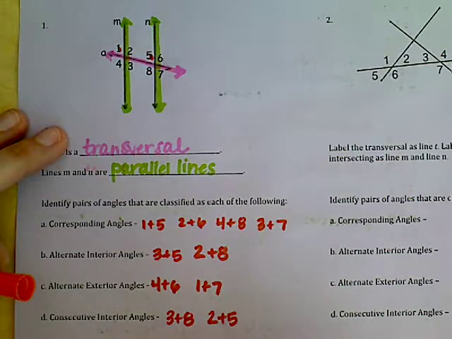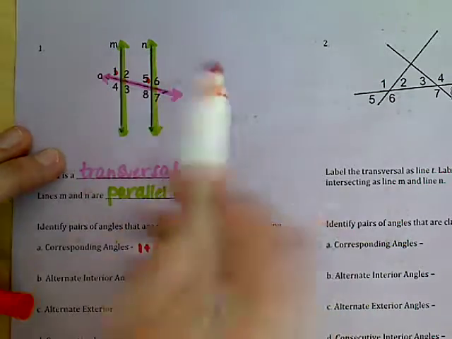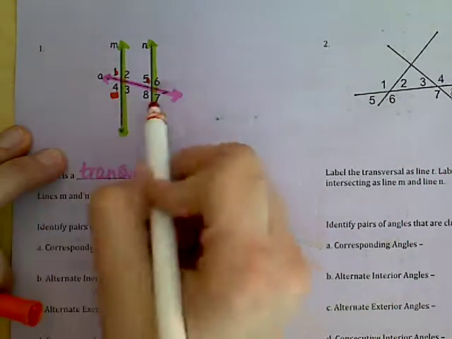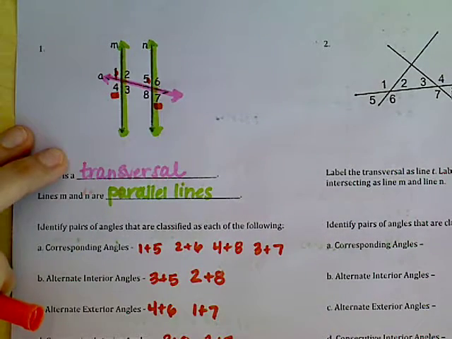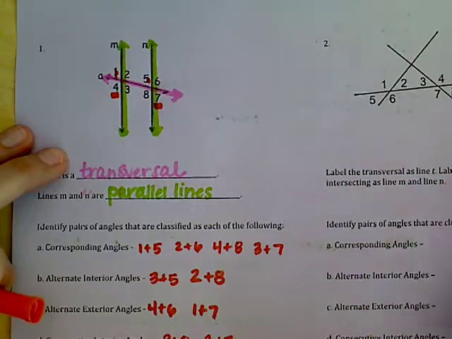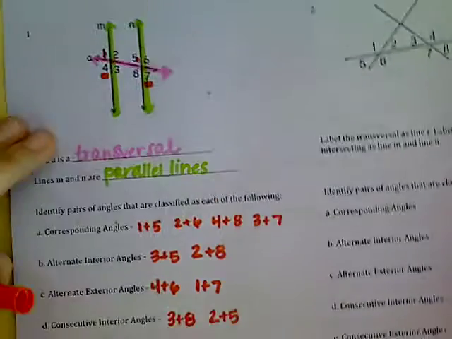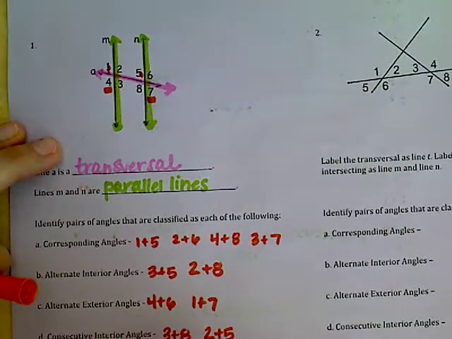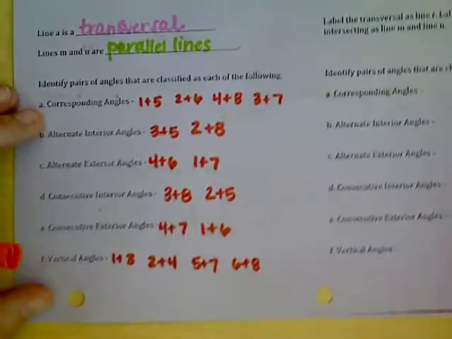And then consecutive exterior is outside those parallel lines. So any of these out here, but on the same side of the transversal. So that would be like 4 and 7 or 1 and 6. The last one hopefully was very easy for you. Vertical angles, those are ones we've known since chapter 1. So vertical angles are going to be ones like 1 and 3, 2 and 4, 5 and 7, 6 and 8. Okay, so there's those answers there.